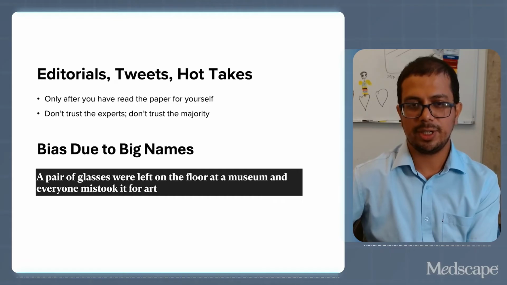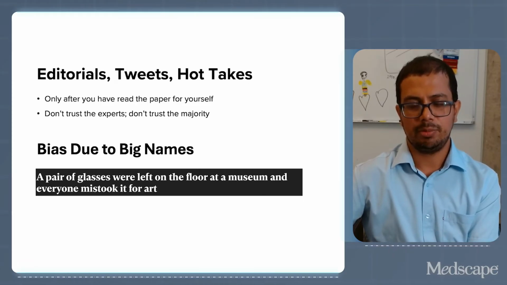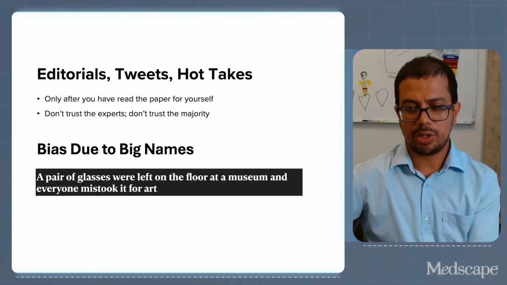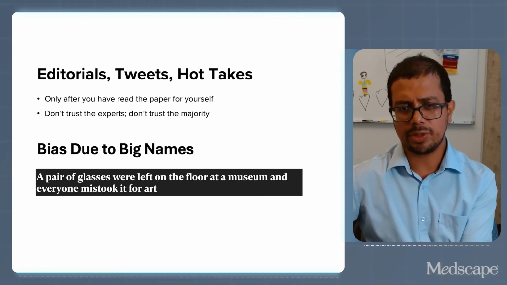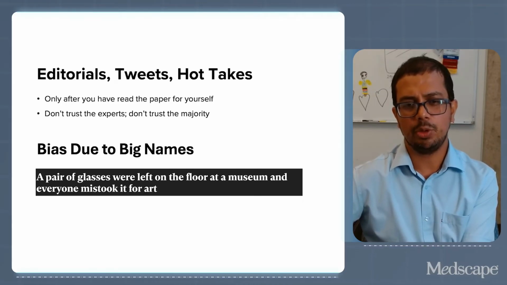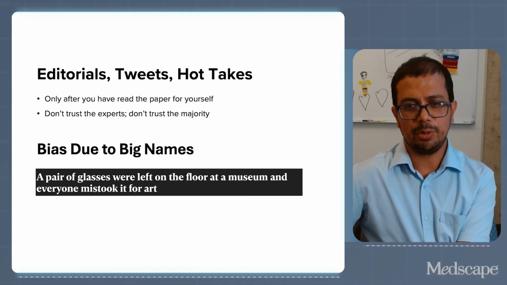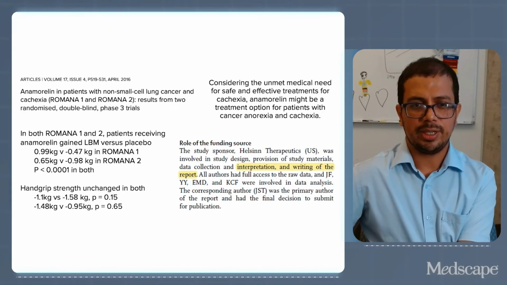On social media, for example, after a drug trial is published, there will be several tweets and people will have hot takes, but read the paper for yourself. There can be huge bias due to big names. You see these big names saying things in support of or against the drug, but don't get influenced by those big names. Be aware of experts, because experts don't always give better advice. They just give more advice. And I'll give you an example.